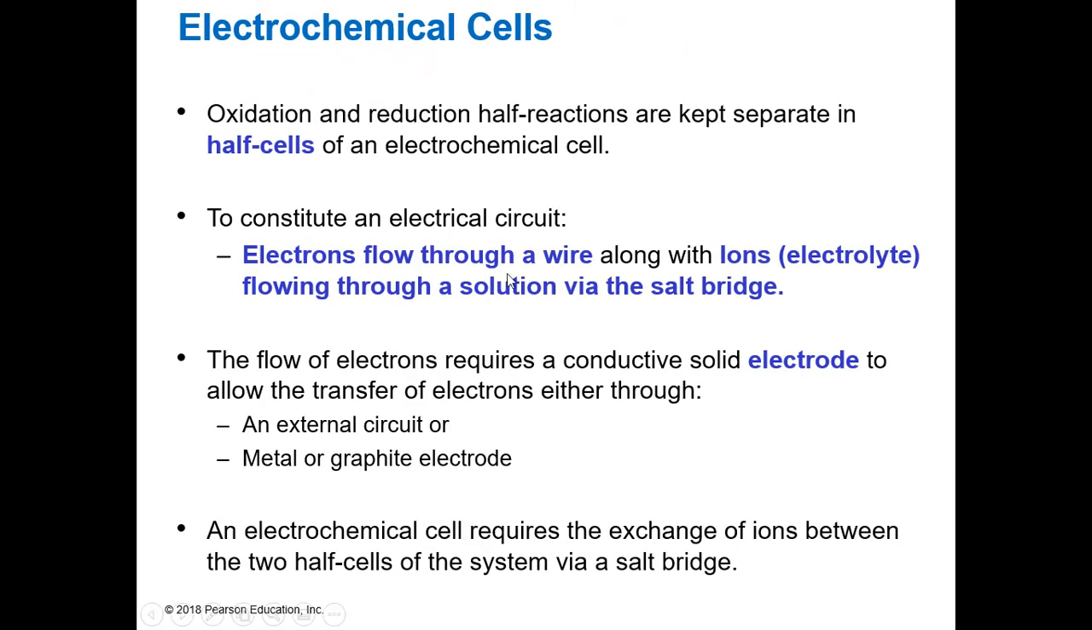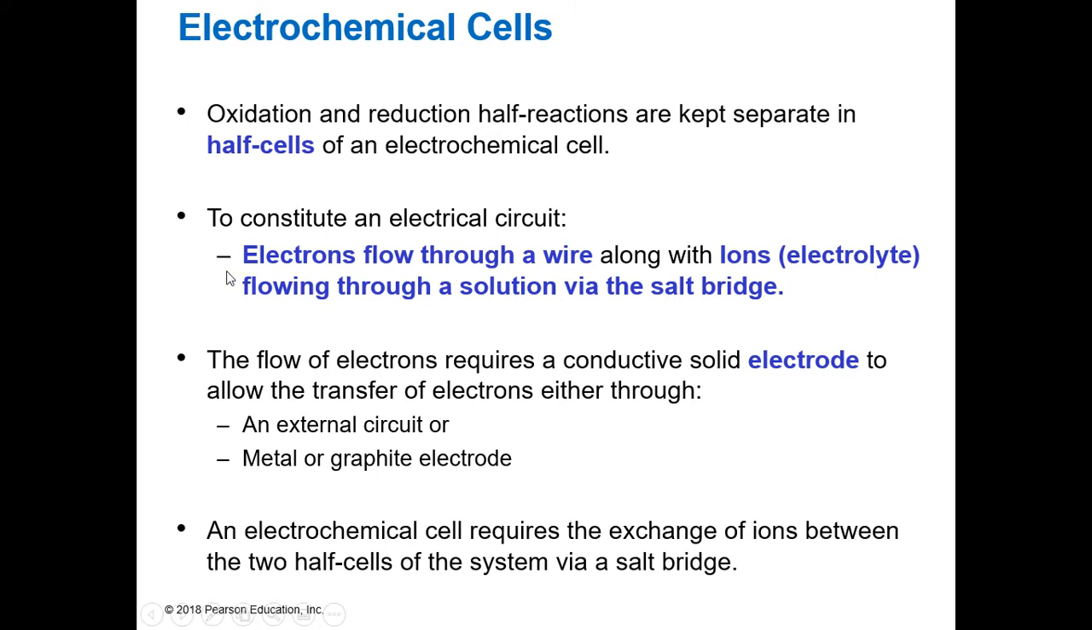So what we would do is we would have half cells. We would have our half reactions separate from each other in half cells. So our oxidation would be one half cell, our reduction would be another half cell. We would then need some electrical circuit. So a circuit has to be closed, right?